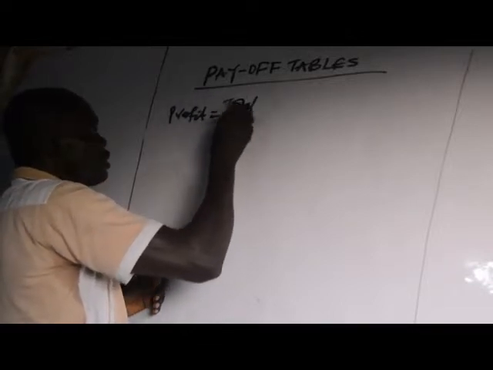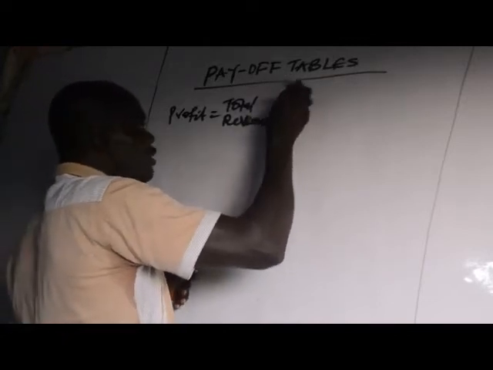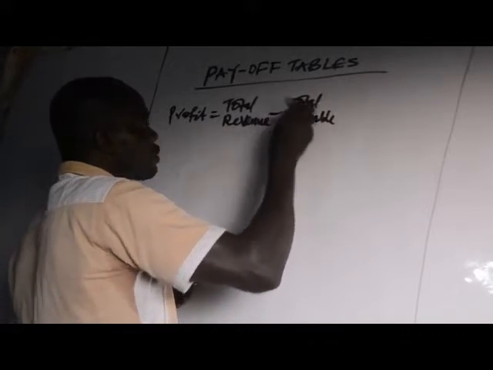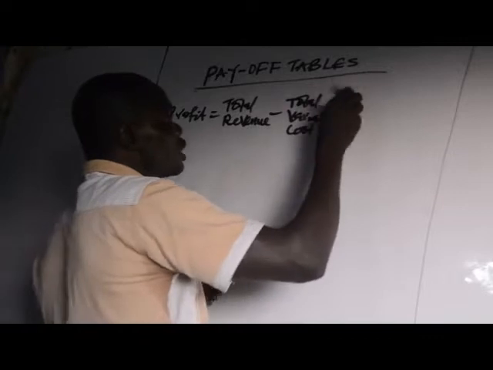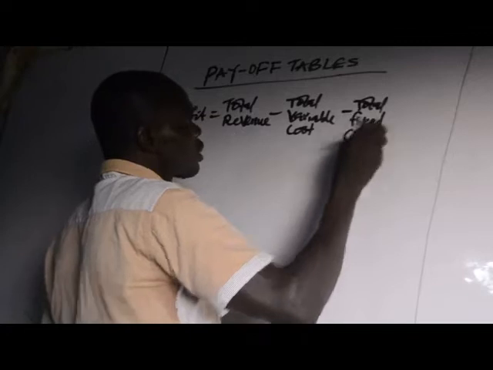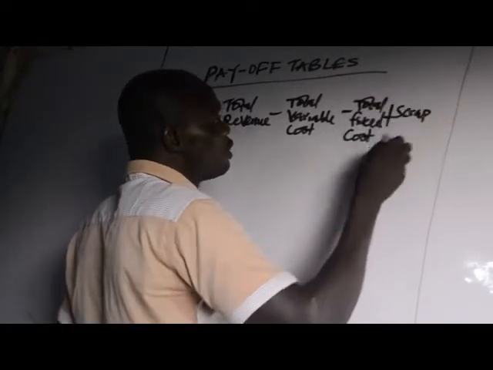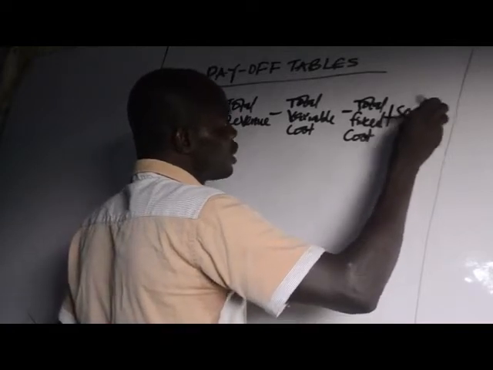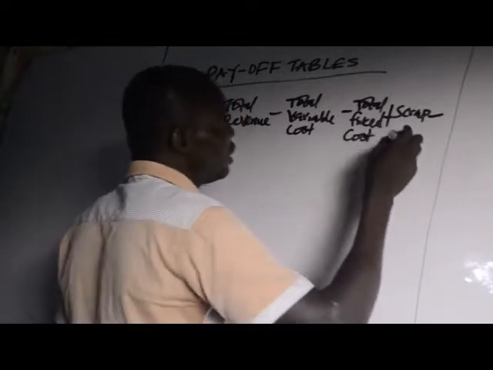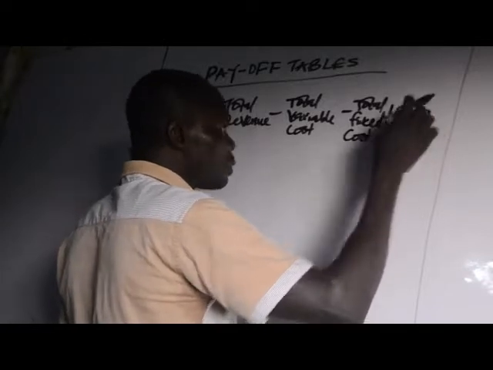total revenue minus total variable cost, if any, minus total fixed cost plus scrap value minus cost incurred in disposing of. So minus cost incurred in disposing of.